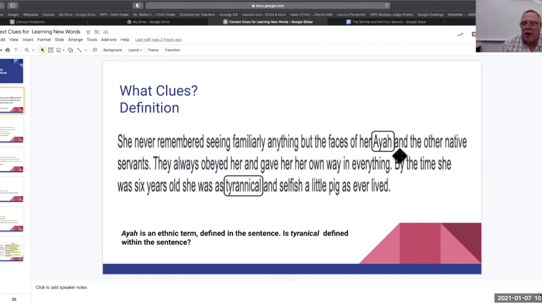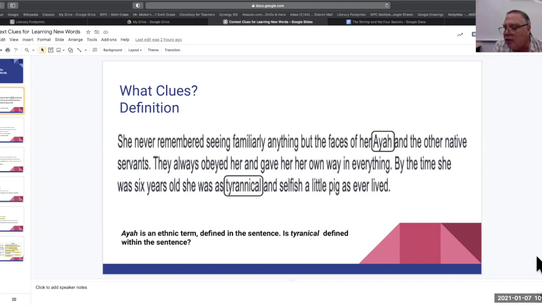The clue is right here, and other native servants. Okay, I'm going to start looking for just one word. What is the meaning? What's a synonym, do you think, that might work for ayah? It's extremely hard when we come to those ethnic words or cross-cultural words, when we're crossing boundaries. And I'm looking at Mason, and he said family: faces of her family and other native servants.